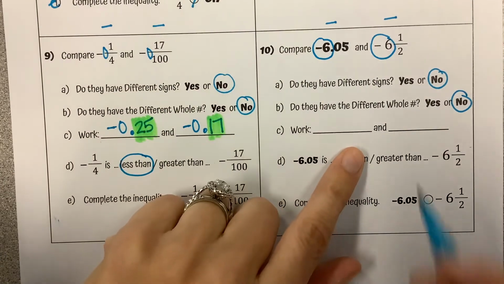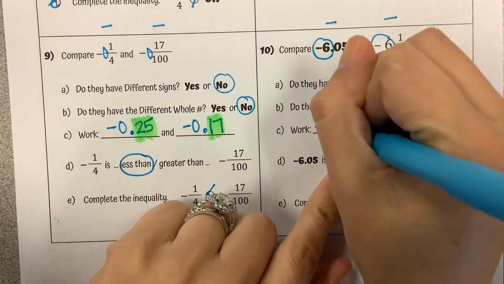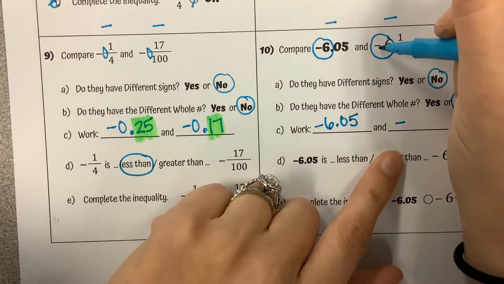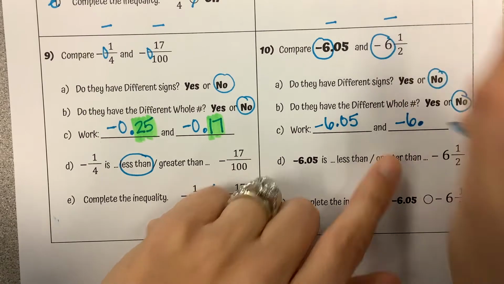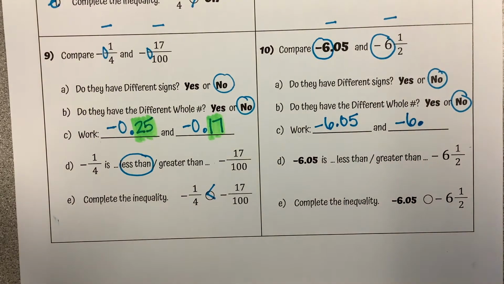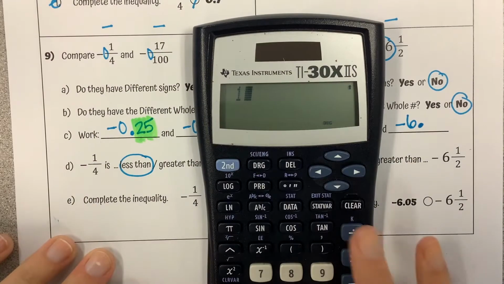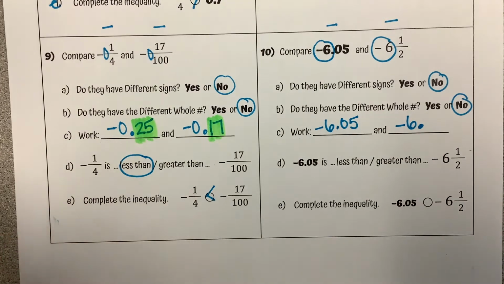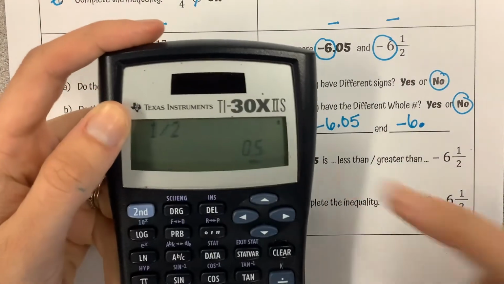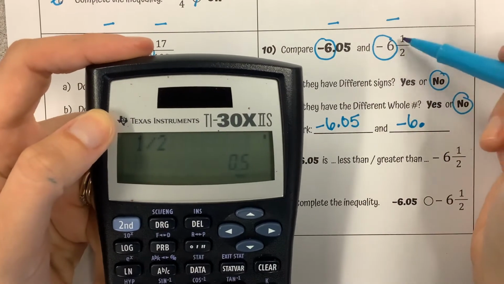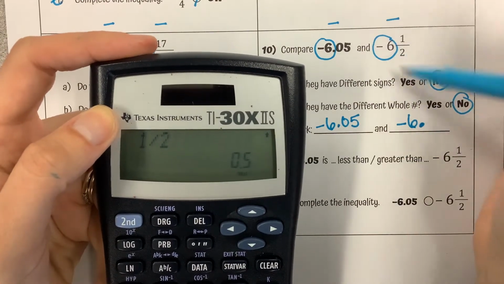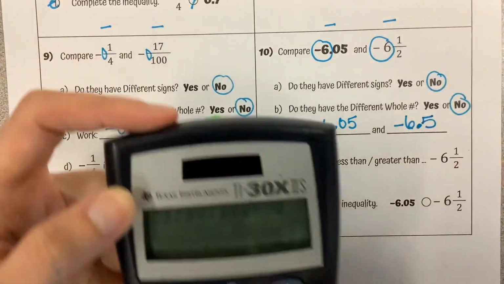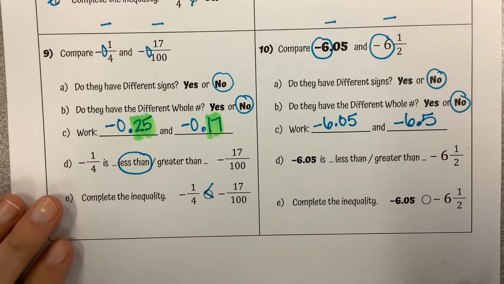For work, we want them as decimals. This first one's already a decimal, so I'm going to write that as is. This second one is not. When we are writing as the decimal, the whole number, negative 6, is going to stay negative 6 with the decimal point. And then all that I need to plug in is the fraction, 1 divided by 2, and I get 0.5. And it says 0.5, but the 0's to the left. That really is just because I only plugged in 1/2. That 0 is being replaced with the negative 6, okay? The 0.5 is what we care about, what's to the right of the decimal point. So that's negative 6.5.